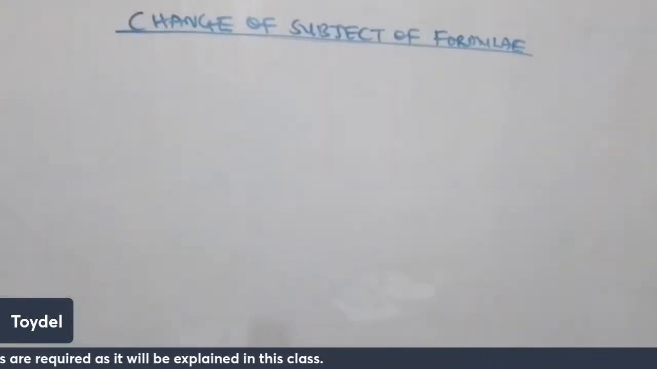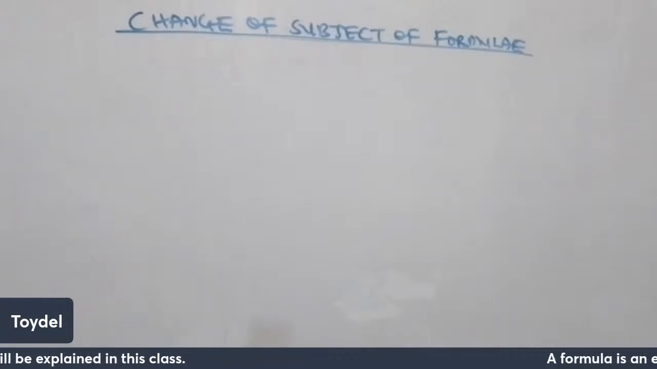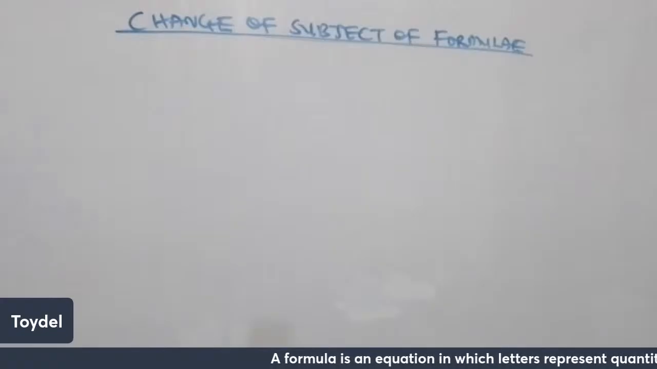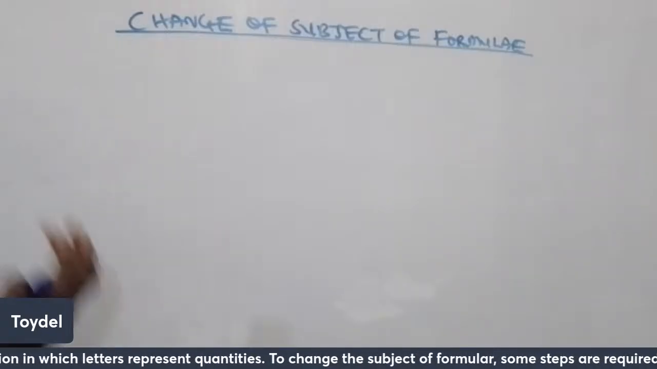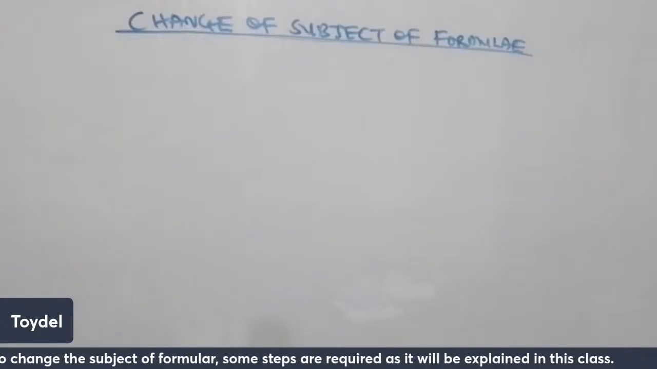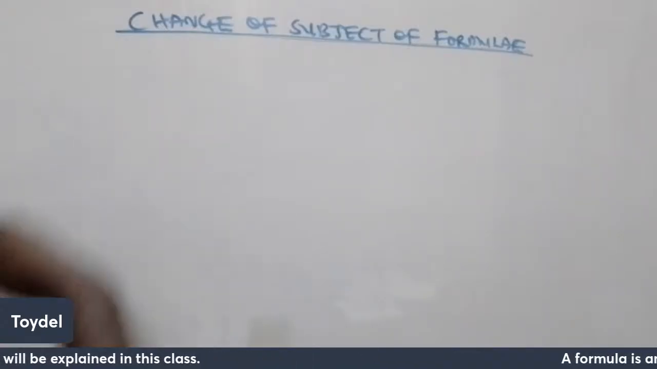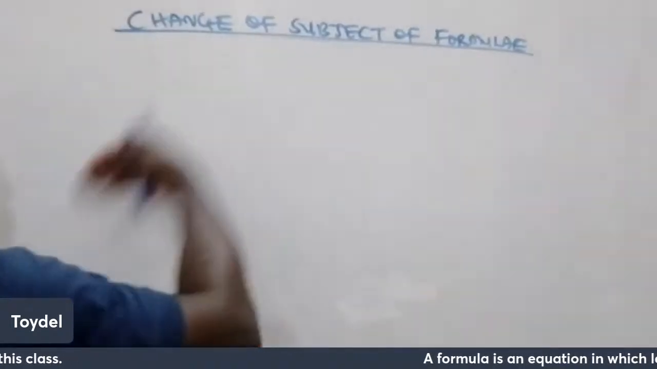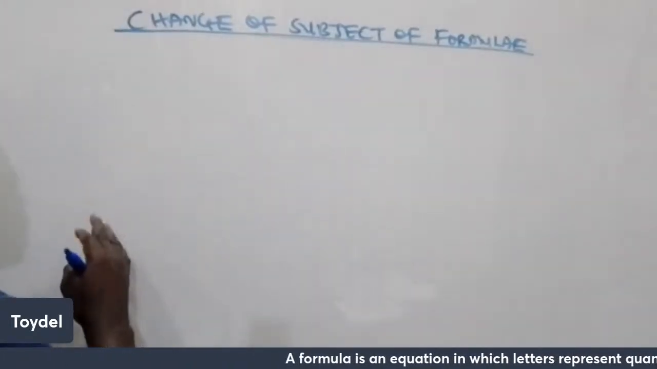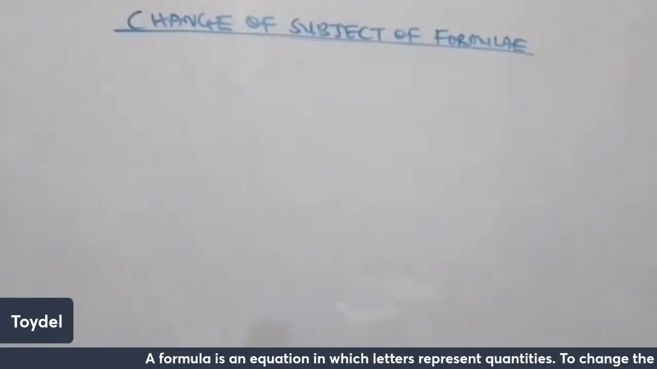Now, to change the subject of a formula, there are steps that are required. The first step is that we clear the fractions. In cases where we have fractions, brackets, or square root signs, we first clear the brackets, signs, and fractions. Then the next step is that we rearrange the formula so that all the terms in the new subject are on one side and the required terms are on the other side.